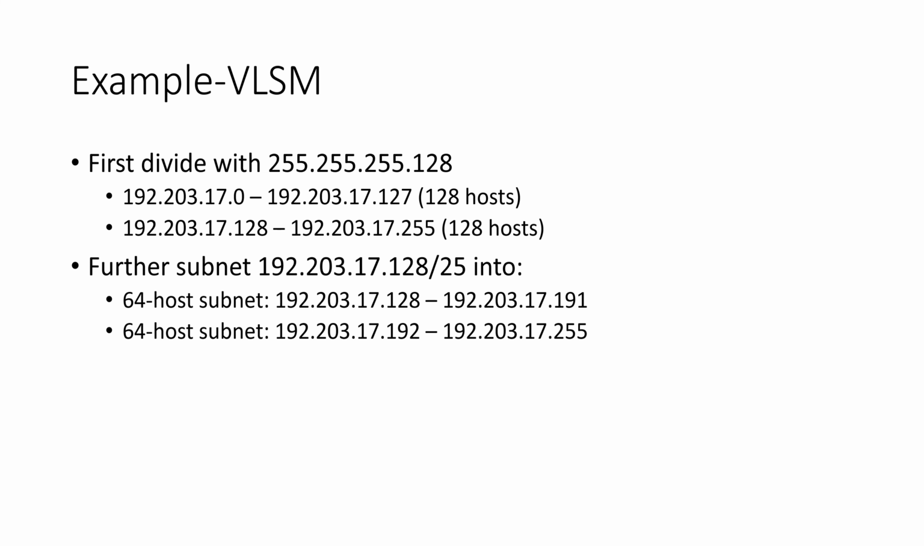Then take the second block and split it further using a mask of 255.255.255.192, which creates two more subnets. So first is 192.203.17.128 to 192.203.17.191 for 64 hosts. Then 192.203.17.192 to 192.203.17.255, again for 64 hosts. Now you have two subnets that can handle the 50 and 45 host requirements without wasting too many addresses, and that is VLSM in action.